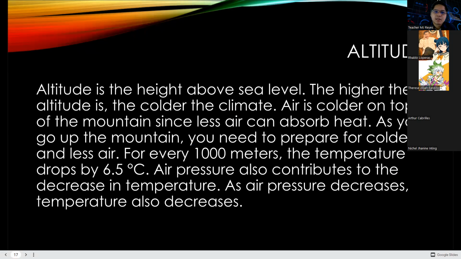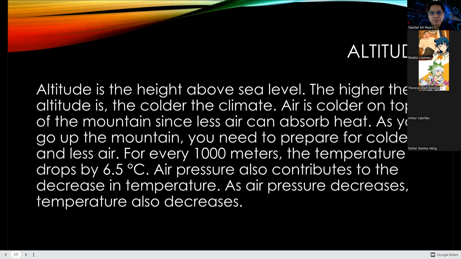Altitude. Altitude is the height above sea level. The higher the altitude, the colder the climate. This is the reason why if you go to Baguio, it is much colder there compared to the city side. And of course there is a change in pressure. That is why you will observe your ears respond to the pressure.